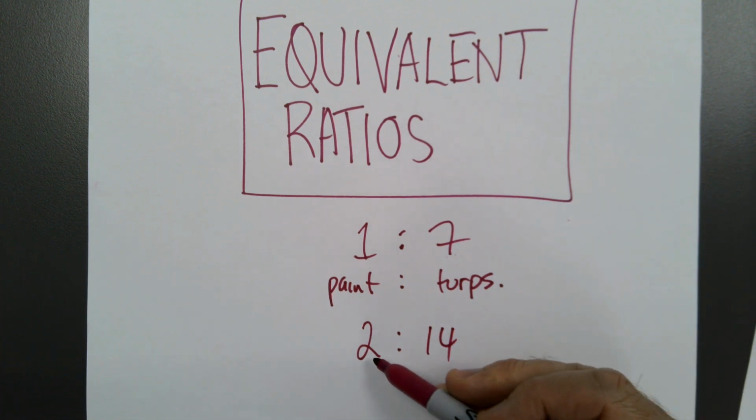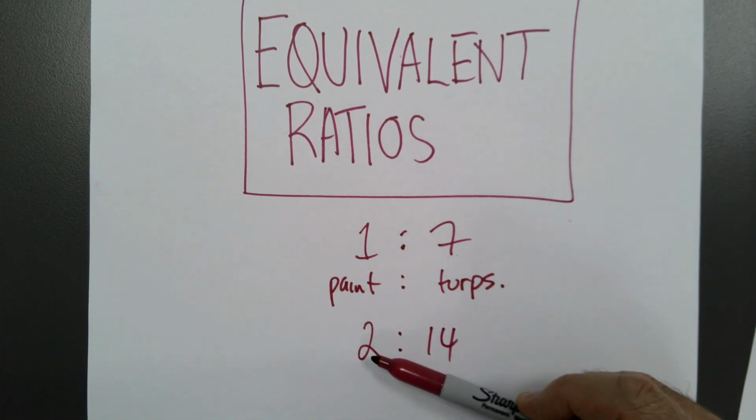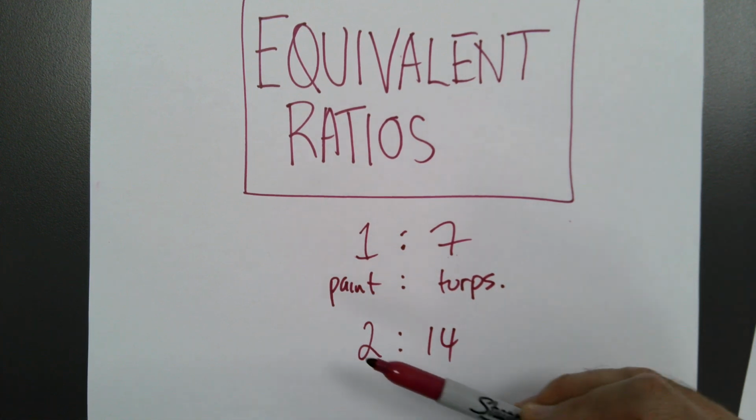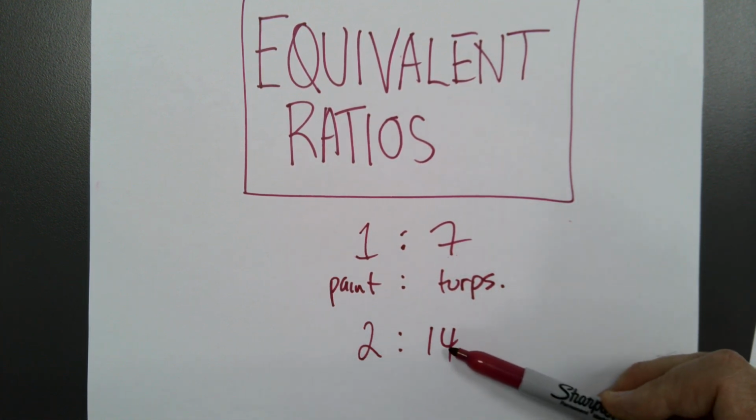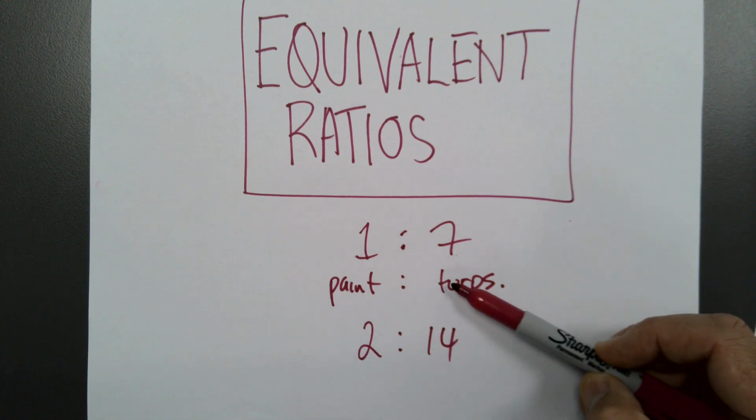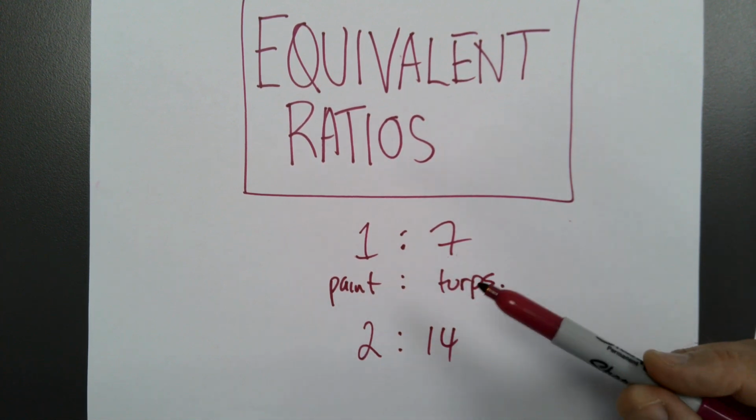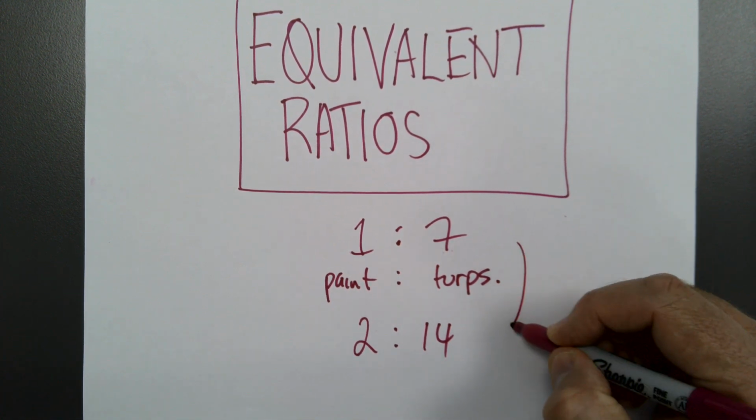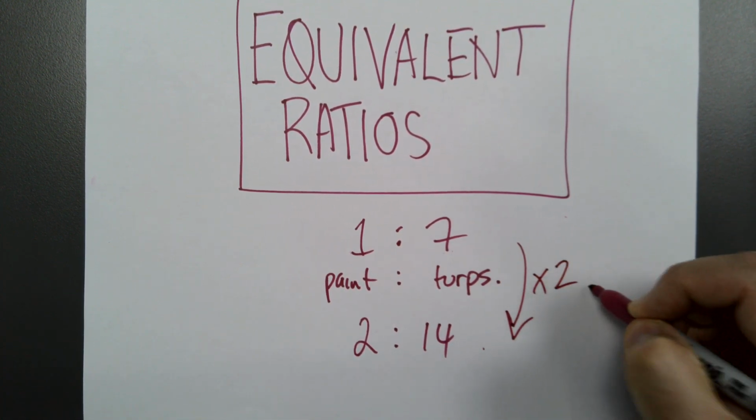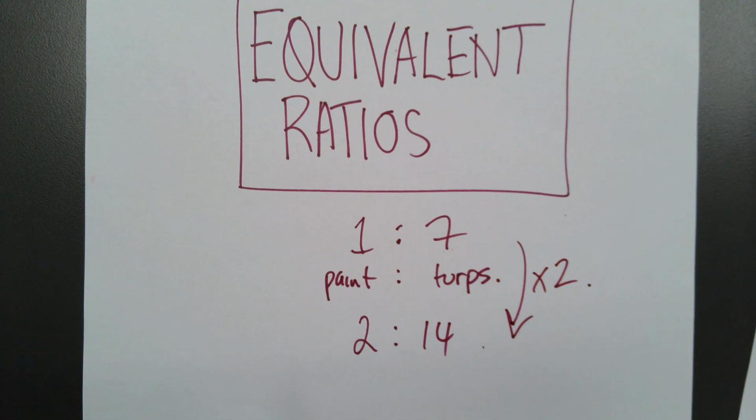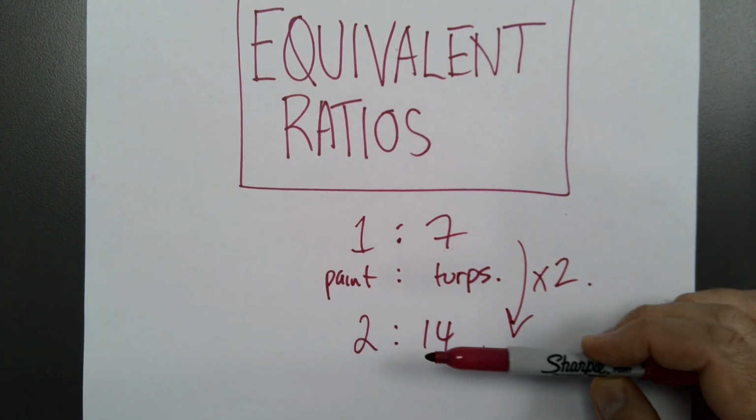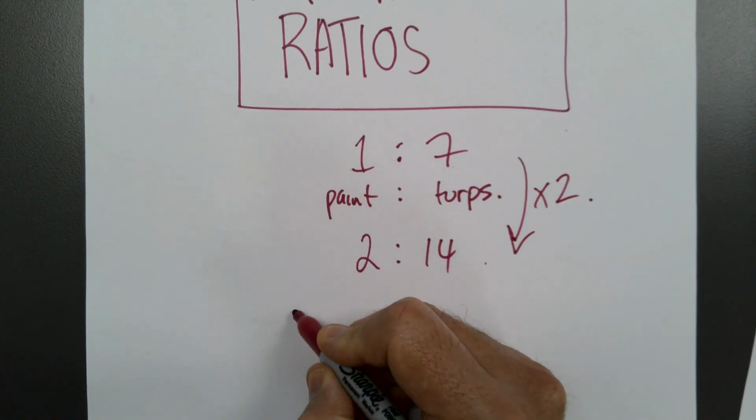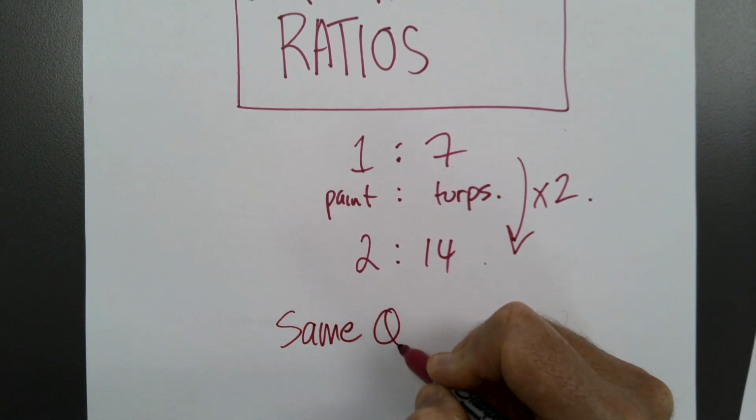Whether it's 2 cups, 14 cups, 2 milliliters, 14 milliliters, 2 handfuls to 14 handfuls, it doesn't matter what the units are, so long as they're the same. If I've got 1:7, paint is to turps, that's how I'm supposed to water down this particular paint. I went from there to there by multiplying by 2.